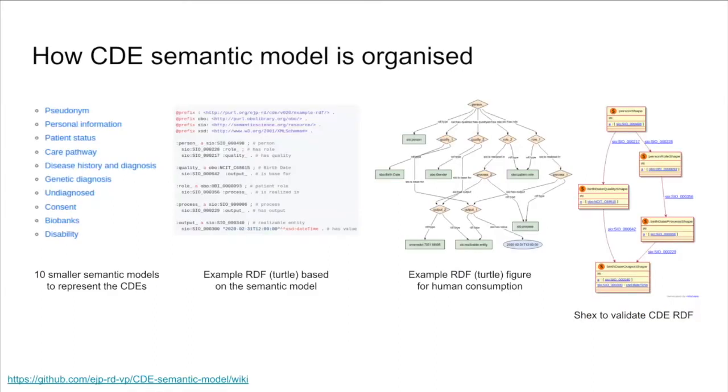What we did was create 10 smaller semantic models to represent CDEs, which are available on the GitHub page of the EJP RD organization. On our GitHub page, we have an example of RDF for a CDE, for all of those several smaller models. For human consumption, we have a visualization of that RDF. Once you make that RDF, you have to evaluate if it is in sync with the model. For that, we have the shape expression, which is a validation artifact that validates your RDF. Next slide, please, Mark.